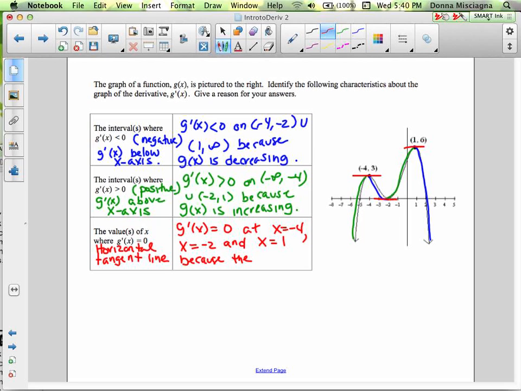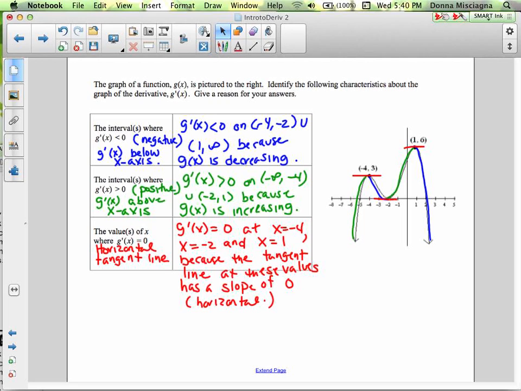because, and I'm going to kind of repeat what I have over there, because the tangent line at these values has a slope of 0. And so there are horizontal lines. Right? And that's all there is to figuring out where a derivative is positive, negative, or zero. All right? And as always, if you have questions, you can ask me in class. I have one more problem for us.